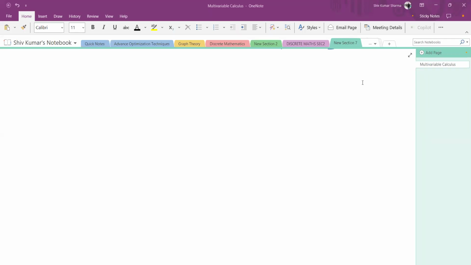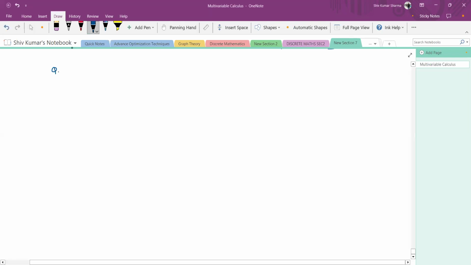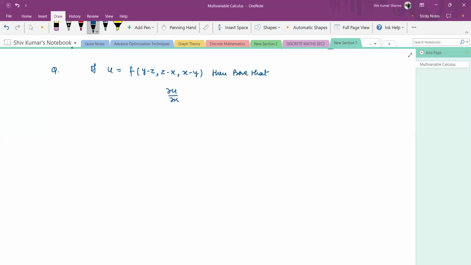Okay. So today we will discuss problems related to partial differentiation. So we have the problem: if u is equal to a function of y minus z, z minus x, x minus y, then prove that del u upon del x plus del u upon del y plus del u upon del z is equal to 0.